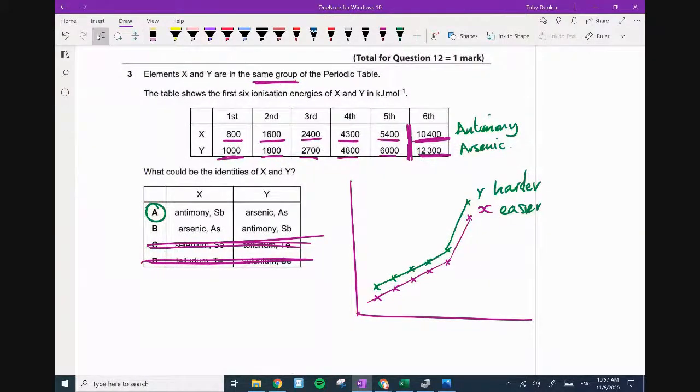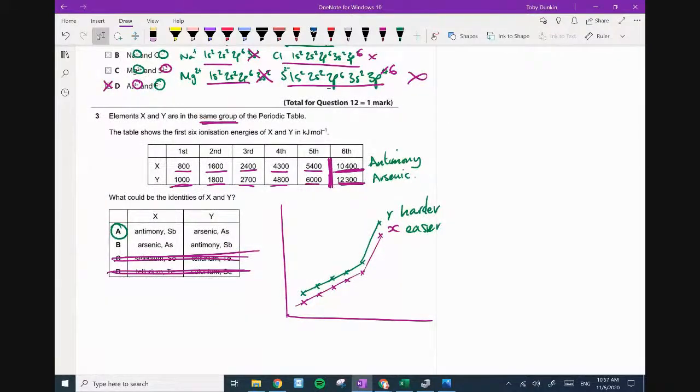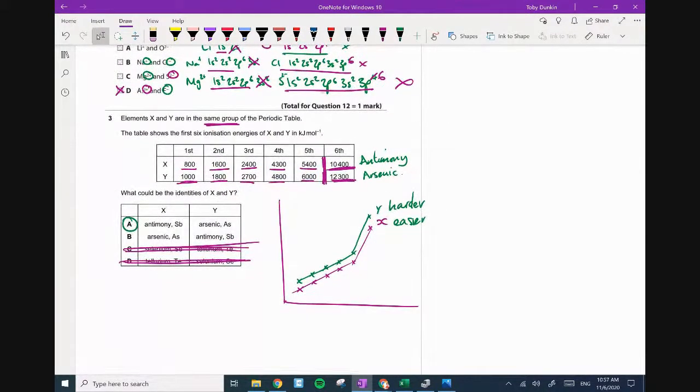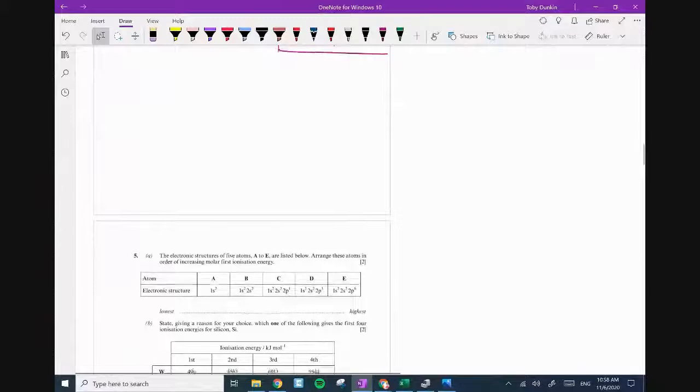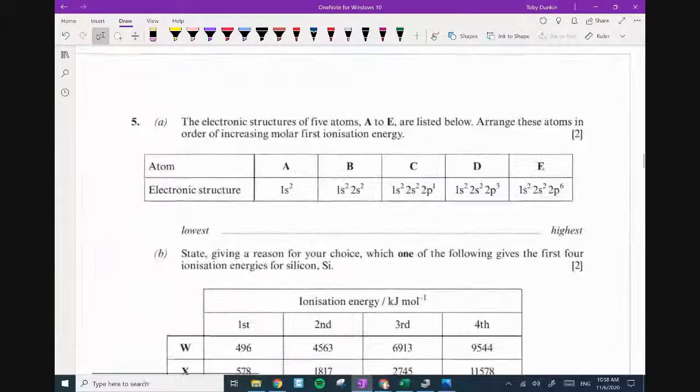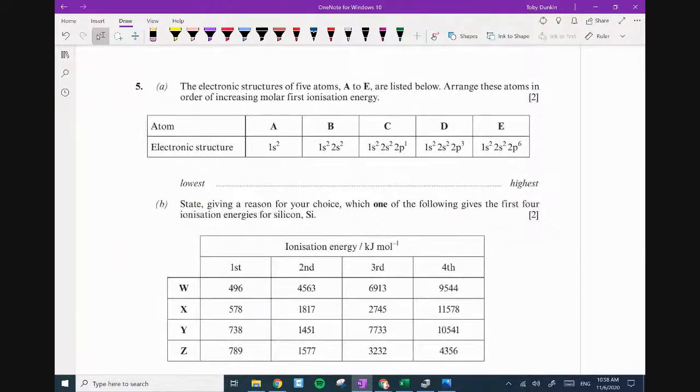Holy guacamole. What they've done is they've combined consecutive ionization energies with ionization energy down a group. That is hard. Holy mackerel. Right. Let's keep going. The electronic configuration of 5 atoms A to E. Arrange these atoms in order of increasing molar first ionization energy.